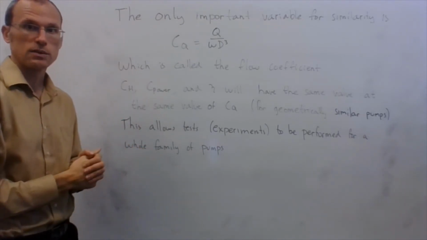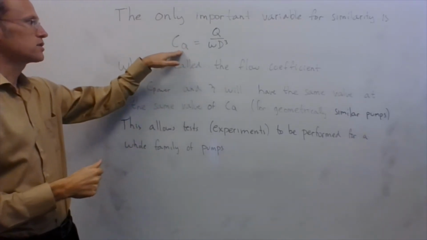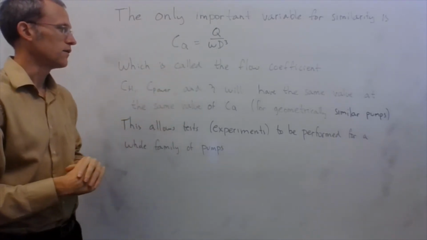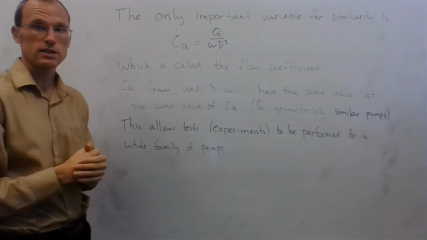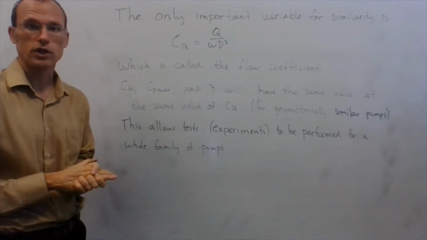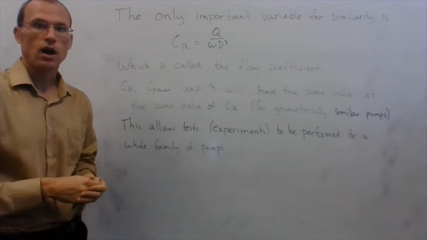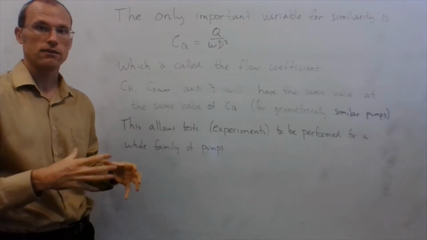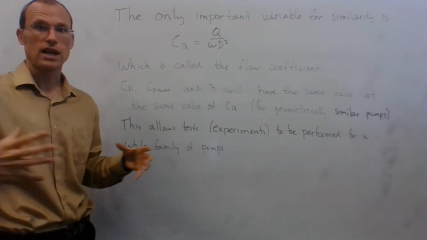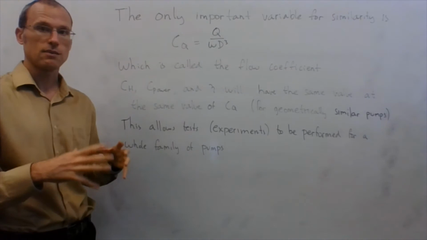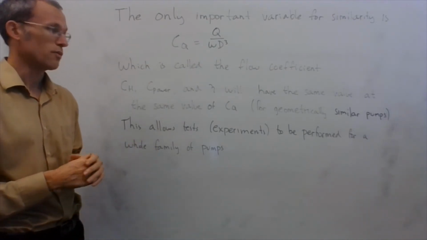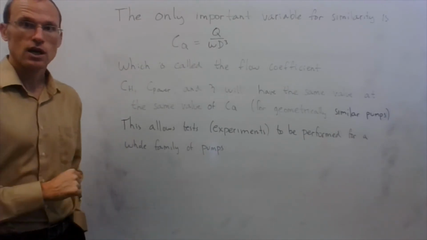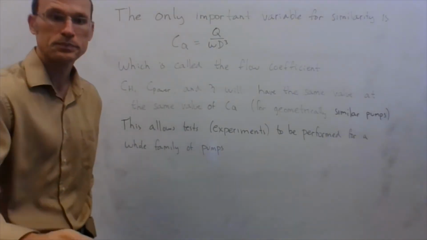And so for similarity purposes, as long as my CQ remains constant, my CH will be the same, C power will be the same, and efficiency will be the same for geometrically similar pumps. What this allows is when you do tests or experiments for one single pump, you can then scale the results to other pumps of the same family. So if I have the same pump but with just different diameter impellers, pretty much exactly the same, just different sizes, I only have to do experiments on one of those. Then I can scale the results using the similarity laws like we saw about a month ago.